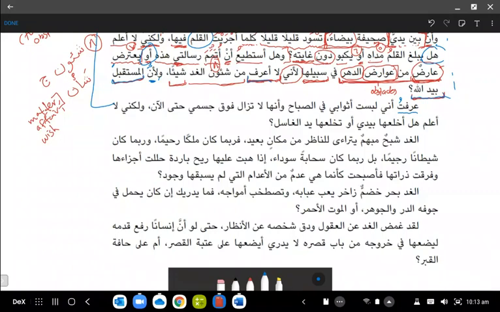So when you have a fi'al, you definitely need a fa'il. But do you always need a maf'ul bihi? Not really. Everything else is, you can say, optional. It could be there or it could not be there. However, in this case, we have it, because when you have a verb followed by anna, know that anna is a dependent clause, so everything that comes after that will be the maf'ul bihi, or the object of araftu, I knew. What did I know?